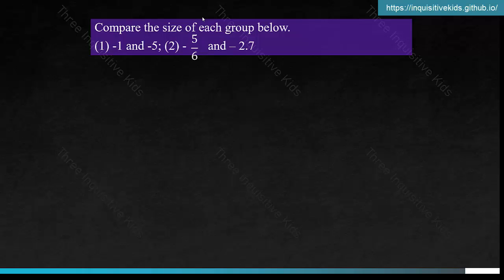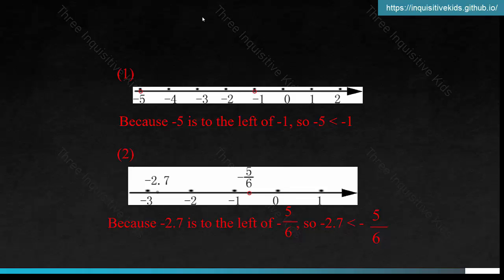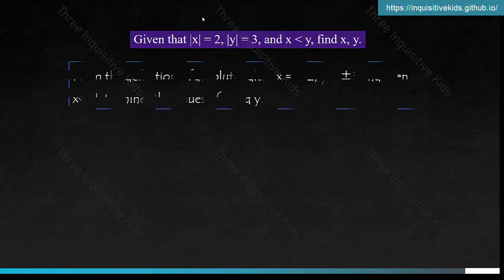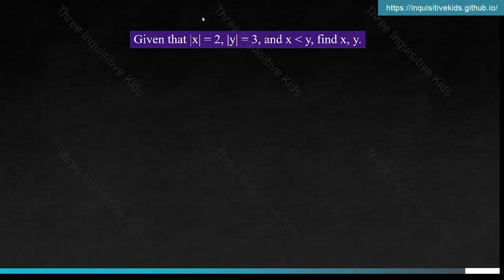And -5/6 and -2.7 are all negative, so we can use the same thing. And we know that 2.7 is bigger than 5/6, which means that -2.7 is smaller than -5/6. Because -5 is to the left of -1, -5 is smaller than -1. And because -2.7 is to the left of -5/6, -2.7 is smaller than -5/6.